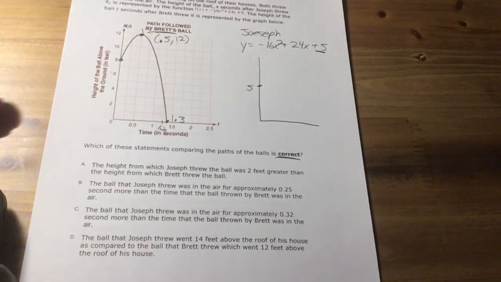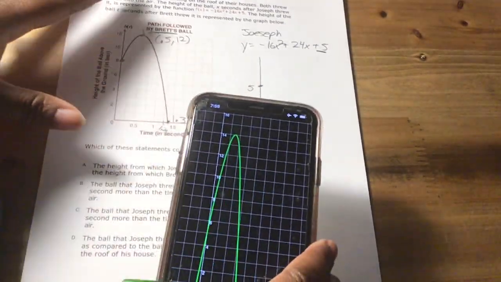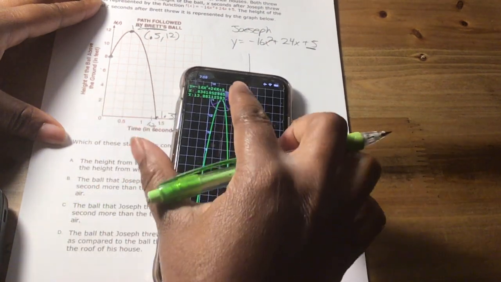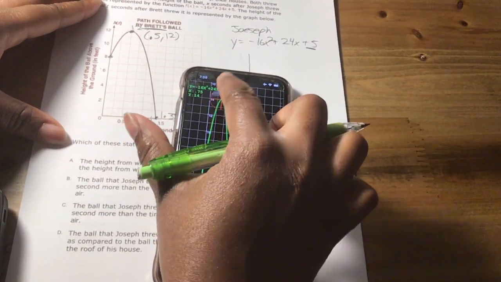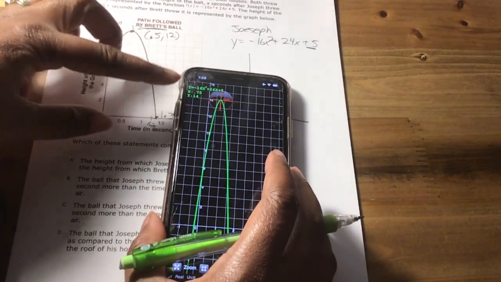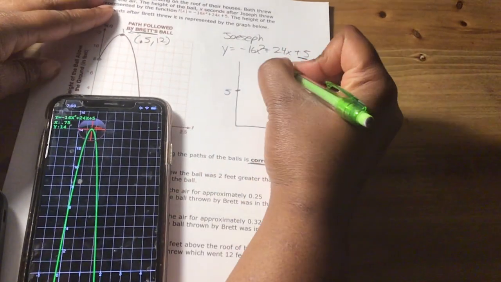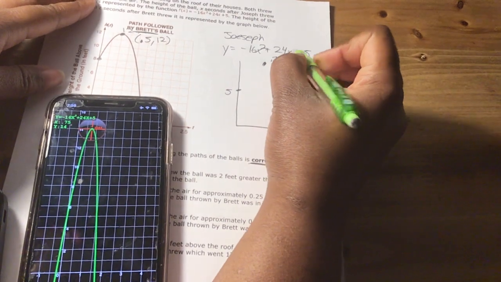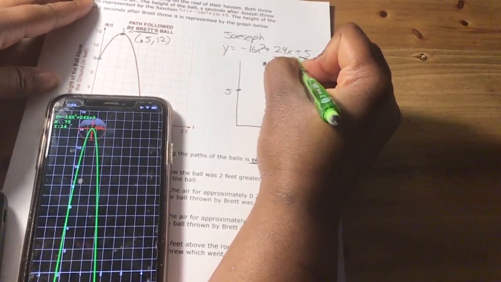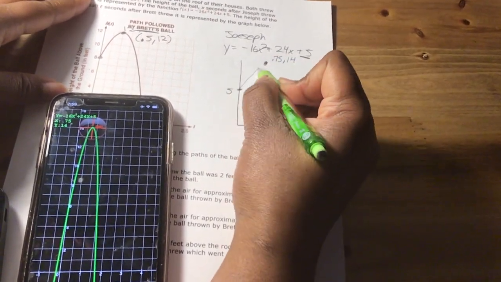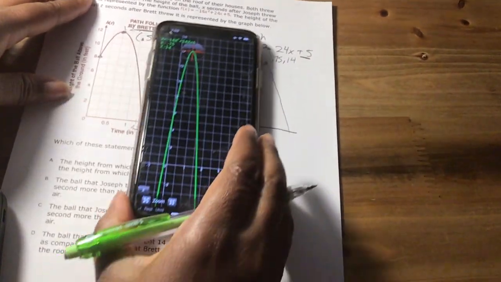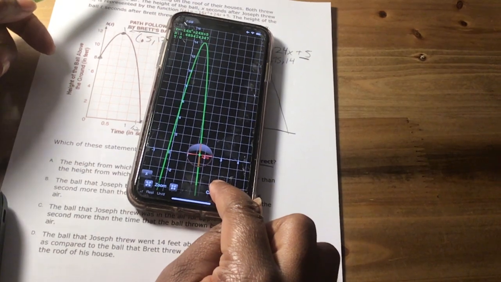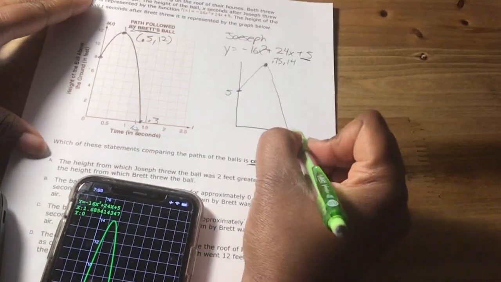Okay, so for Joseph, the highest point is 0.75 and 14, and it hits the ground down here at 1.68. 1.68 is right here.